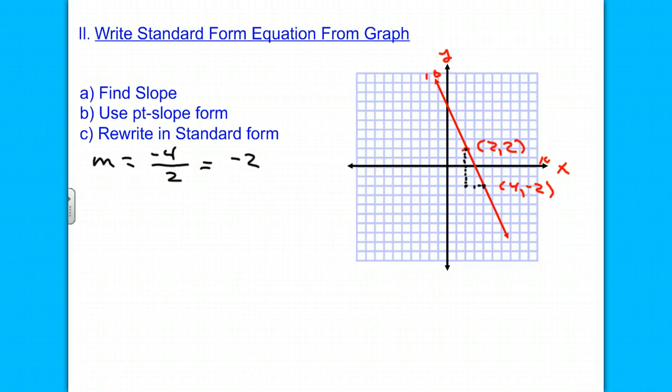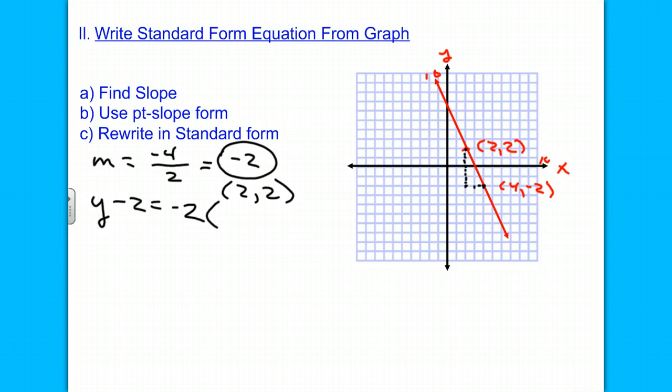So let's see, Chad, let's hear you do it. Y minus, what point do you want to use? 2. That's a good point to use. It's like you can't go wrong. They're both 2. So y minus 2 equals -2, our slope, with x minus 2. Good. So here we have our equation in point slope form.